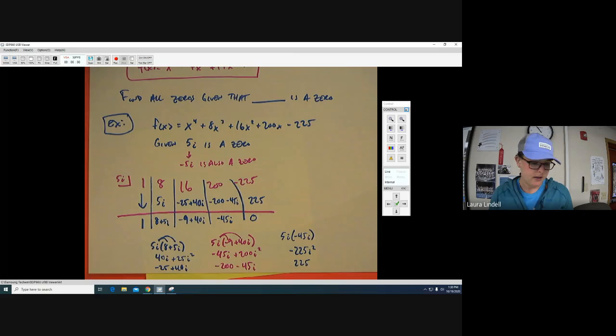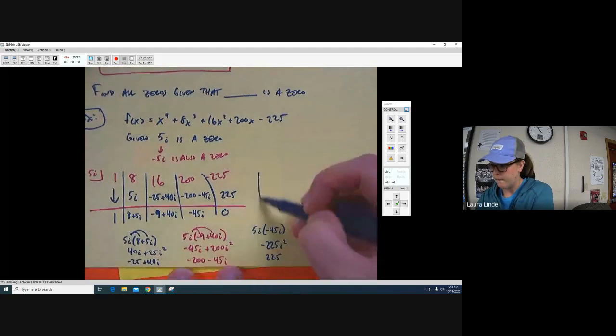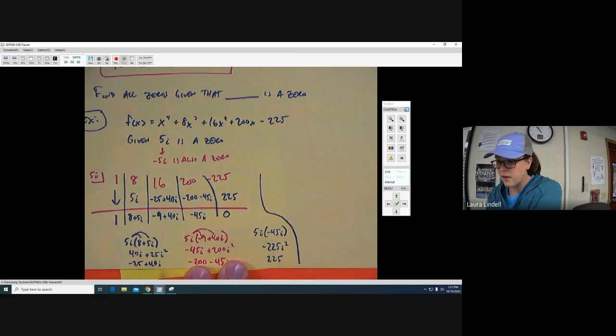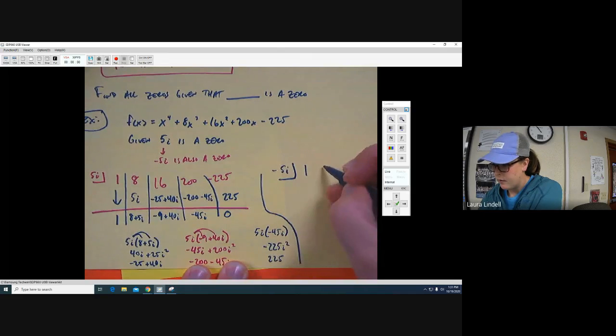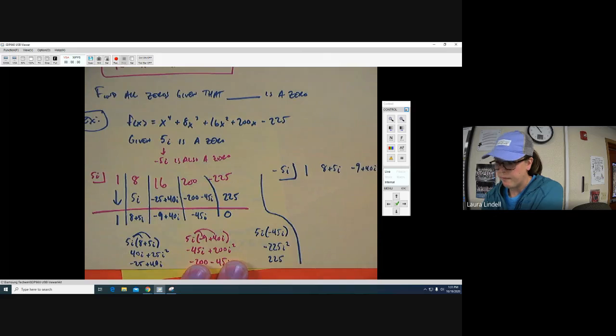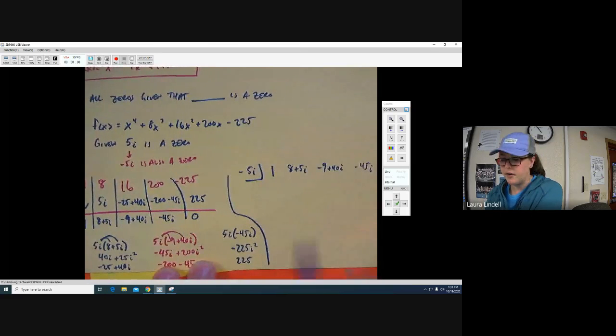Okay. So now I'm going to do synthetic division one more time with these as my new coefficients and negative 5i in the box. So over here, I'm going to take these and keep them as my coefficients, and negative 5i is going to be in the box. We have 1, we have 8 plus 5i, we have negative 9 plus 40i, and we have negative 45i. So I just directly transfer these to be my new coefficients.